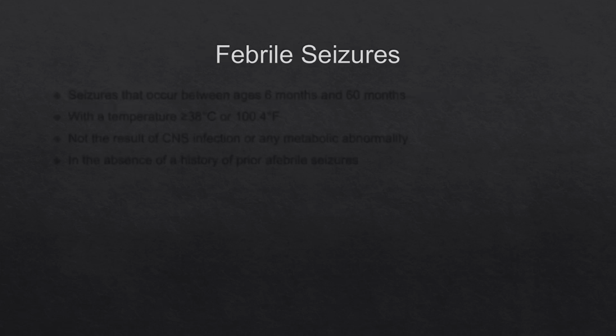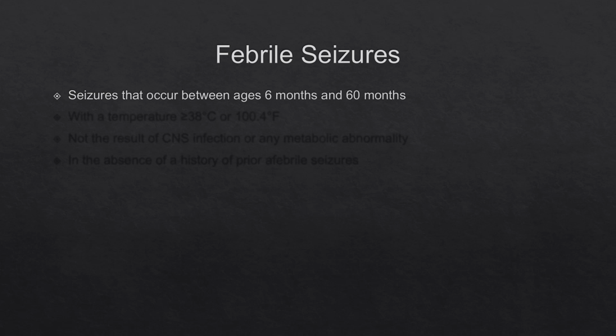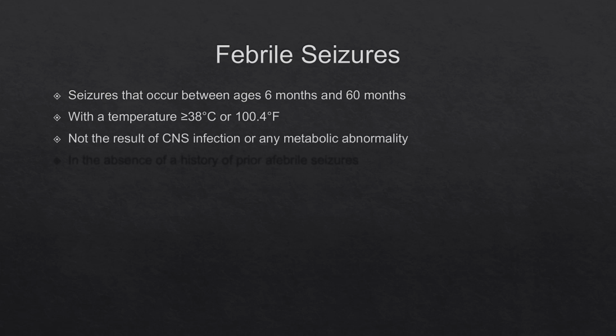So what are febrile seizures? Febrile seizures are seizures that occur between the ages of 6 months and 60 months, that is 6 months to 5 years, with a temperature of more than or equal to 38 degrees Celsius or 100.4 degrees Fahrenheit, which are not the result of CNS infection or any metabolic abnormality, in the absence of a history of prior afebrile seizures. These four things must be there to call it a febrile seizure.